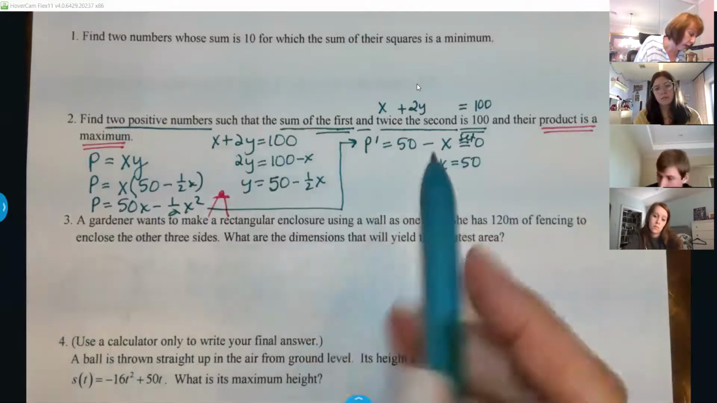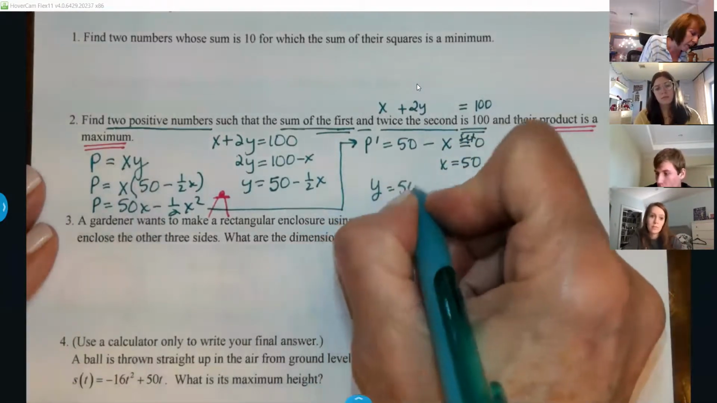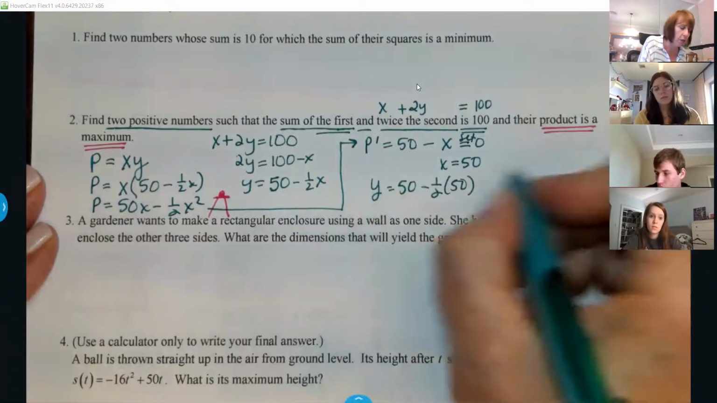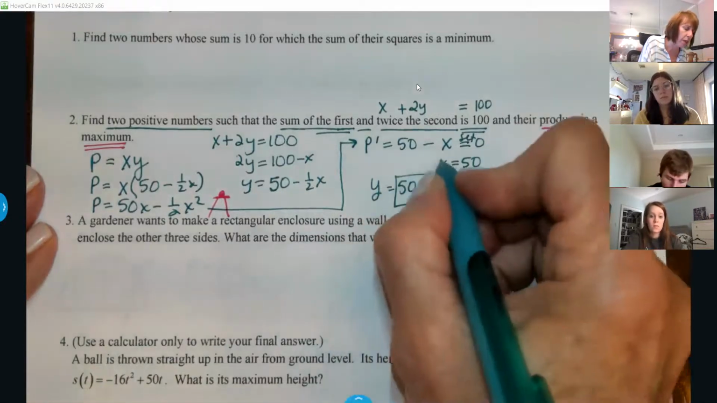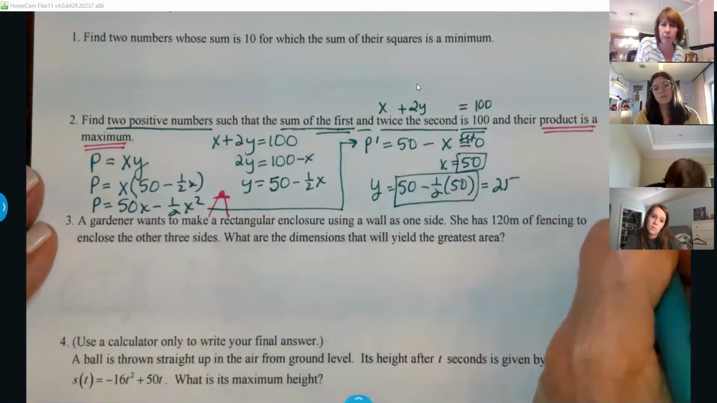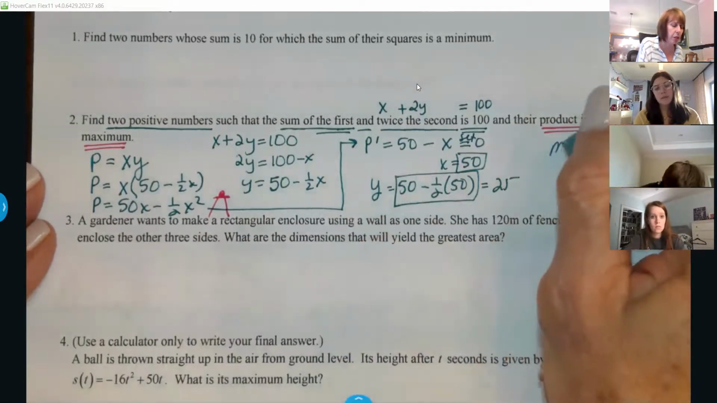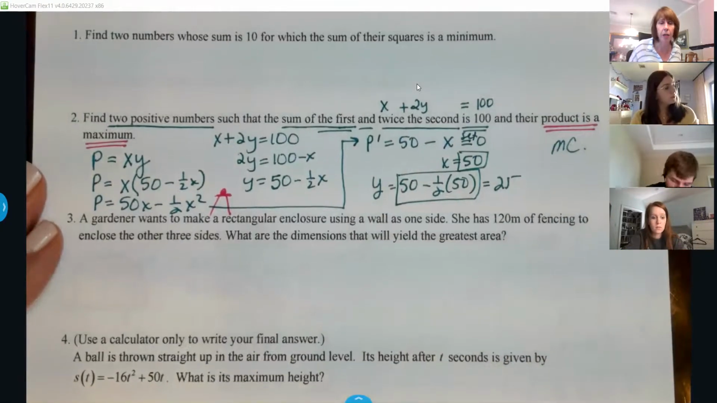And we want the two positive numbers. So y will be 50 minus 1/2 times 50, which would be 25. But we could say stop there. I can see this being a multiple choice question. I think that's where I've seen it on AP.